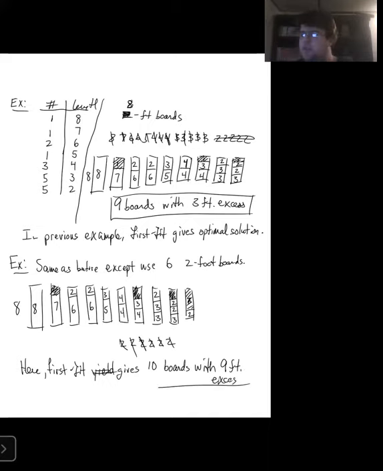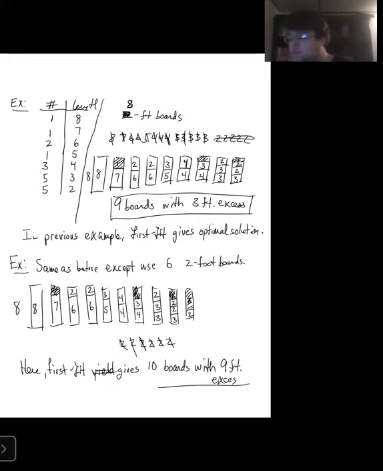Now, just because we have more excess than a length of a board does not imply that it didn't give the optimal solution. So it depends on how the lengths of the boards fit. And right here is why there is no known algorithm for finding the minimal number of boards.